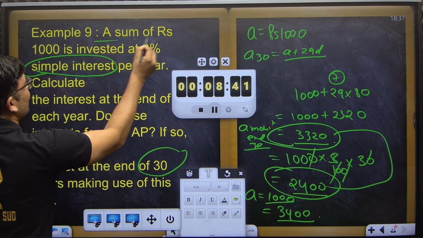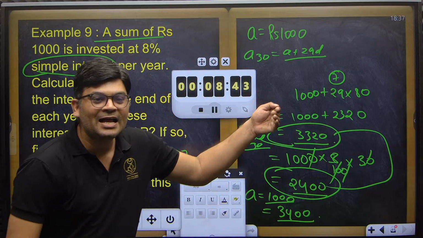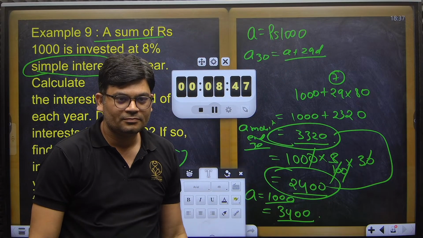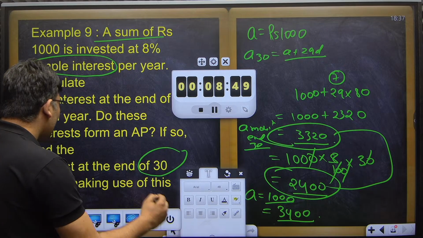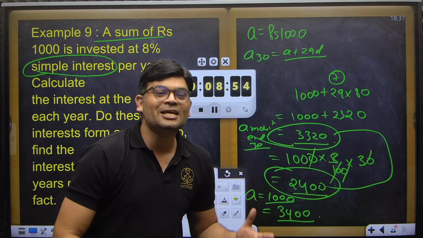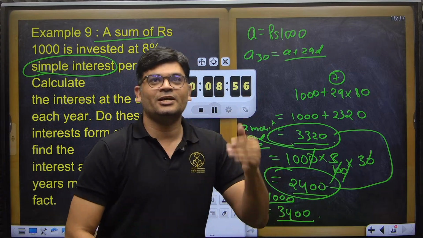सर, इंटरेस्ट जब हमने A निकाला, A इज द स्टार्टिंग ऑफ द फर्स्ट ईयर. ठीक है. We have been asked at the end of the 30th year. At the end of 30th year means कौन सा ईयर हुआ? 31st ईयर.